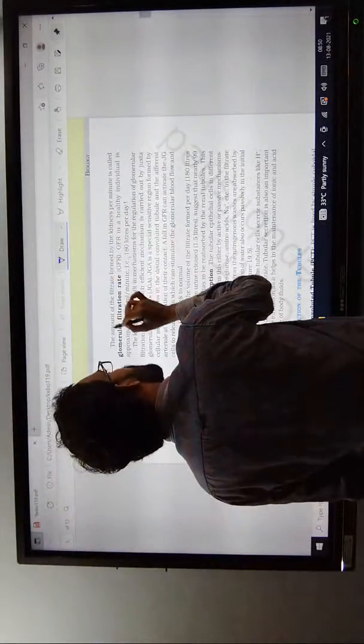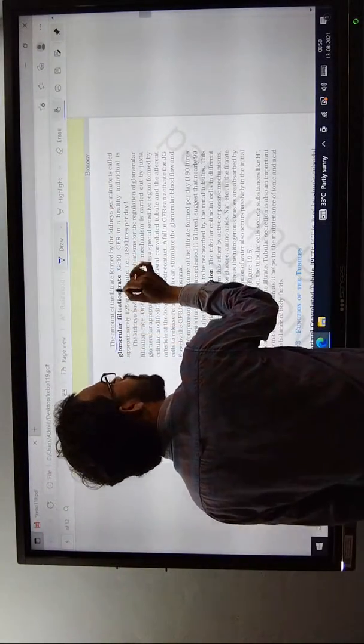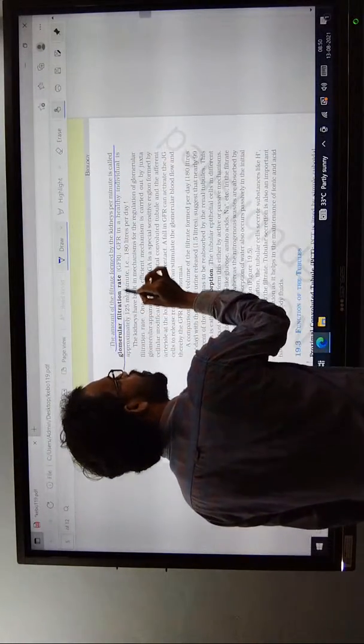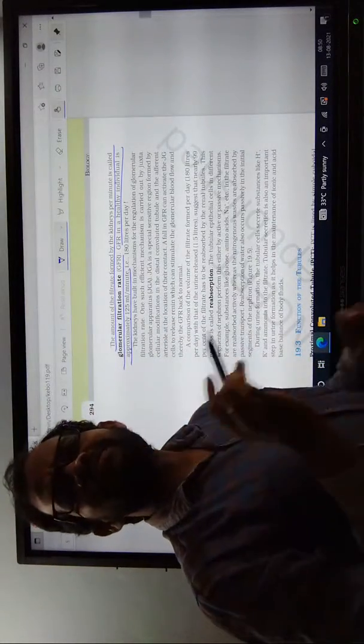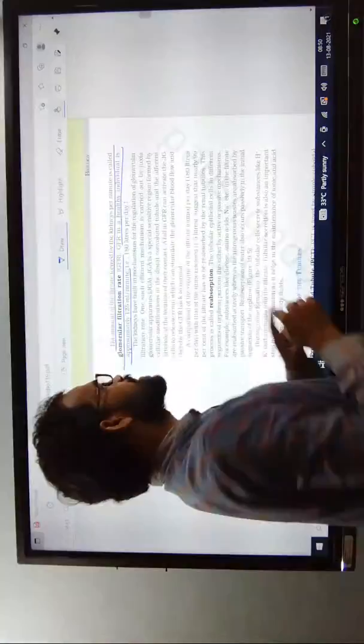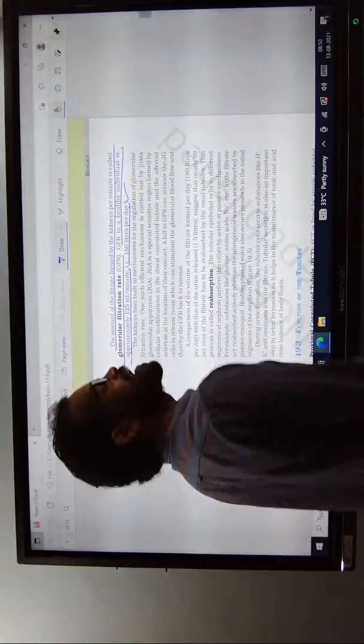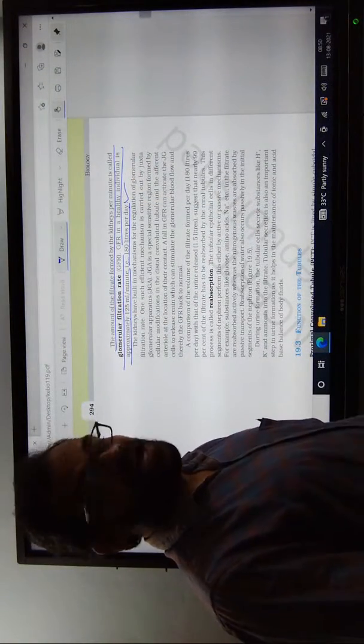What is ultrafiltration? The amount of filtrate formed by the kidney per minute is the GFR, approximately 125 ml per minute. How much per day? 180 liters per day. How much is excreted? 1 liter per day.